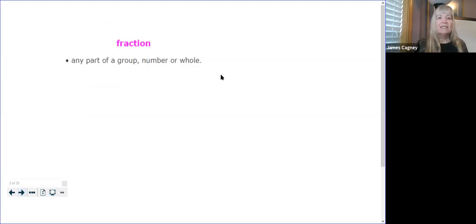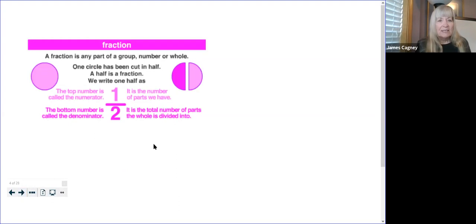So a fraction is any part of a group, a number, or a whole. So I can have half of a group, I can have half of a number, I can have half of a whole thing. When I think about fractions, there are two parts. There's the denominator and there's the numerator. So the top number is the numerator, the bottom is the denominator. Here I took a whole, I divided it in half, and I have one of those halves.